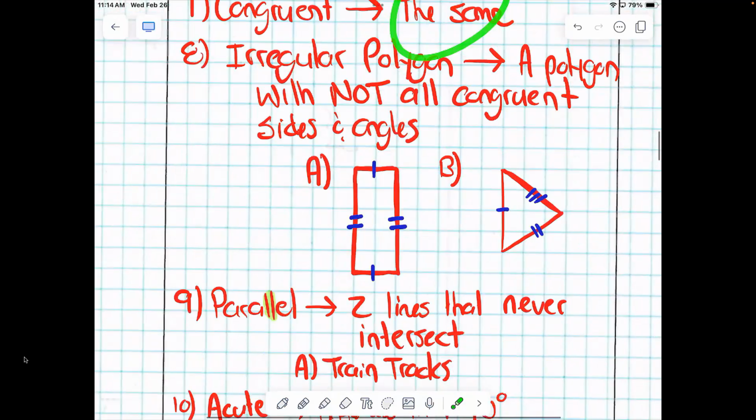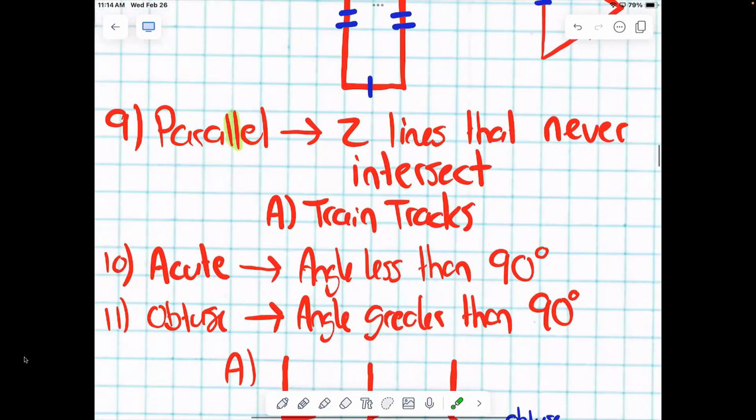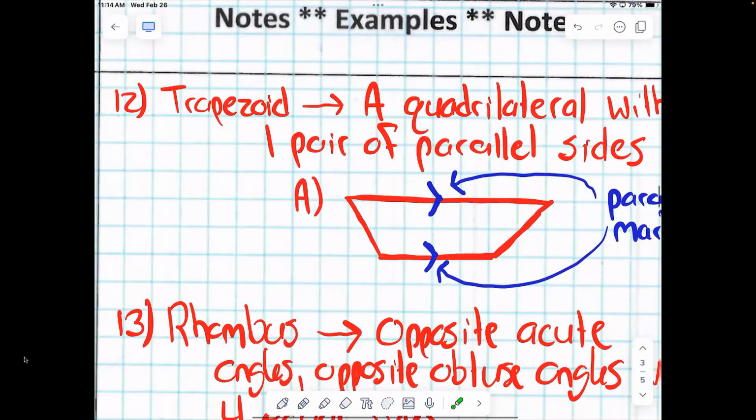We got that one. Parallel. Are these two lines parallel? Yes. Yeah, they'll never cross, right? Are these two lines parallel? No. No, they eventually will cross each other, right? Yes. Cool. You guys are pretty good at those.